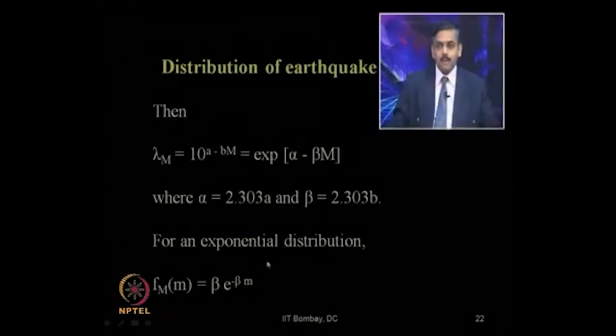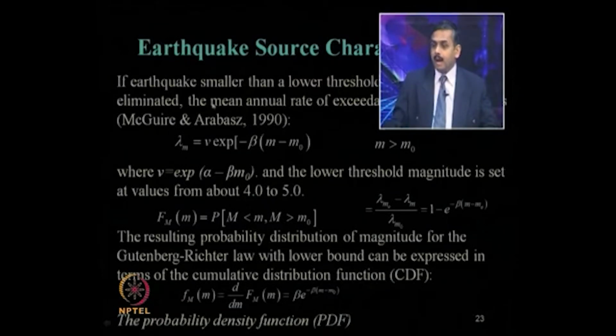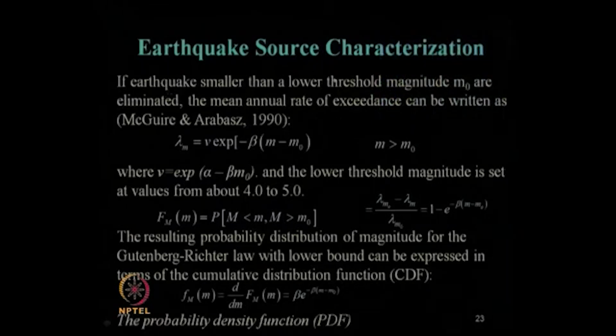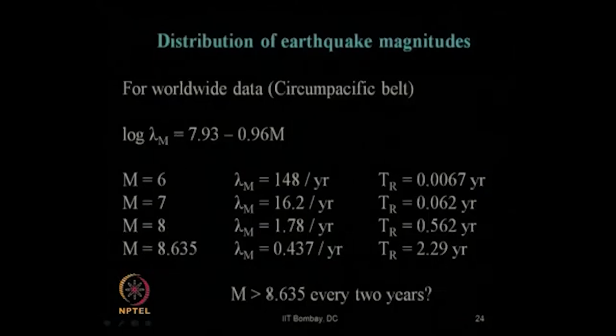through this process. The earthquake is expressed in terms of a lower threshold magnitude m naught, below which we engineers are not interested. That is why there is a lower boundary. Hence, lambda m has been expressed by this expression as proposed by McGuire and Arabasz in 1990. Now, the probability distribution function can be expressed like this. If we look at an example of worldwide data of the circum-Pacific belt, the equation is proposed like this.